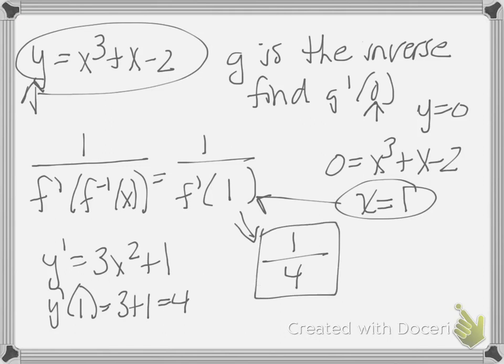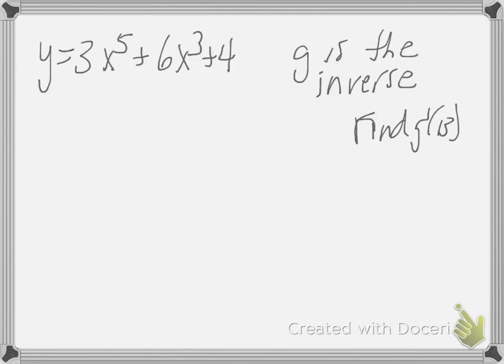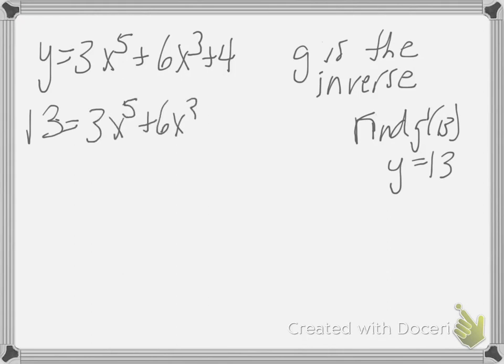And I have one more for you. Okay, so here is our problem. g is the inverse of this y function, and we want g prime of 13. Remember, we're not thinking of it as x equals 13. We're thinking of y equals 13 because it's an inverse function. So we're going to put 13 in here for y. Then you have to figure out what x would make this true, and x would have to equal 1. I had told you it's always either 1 or 2.